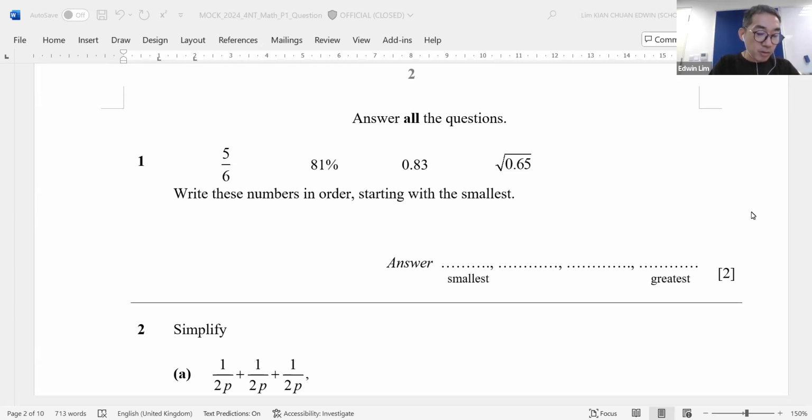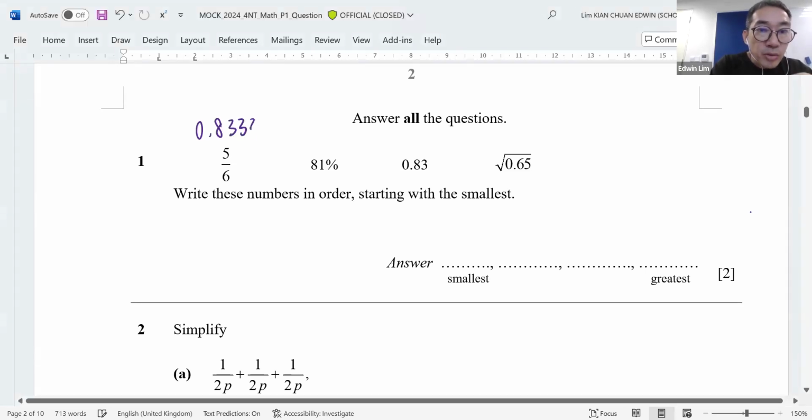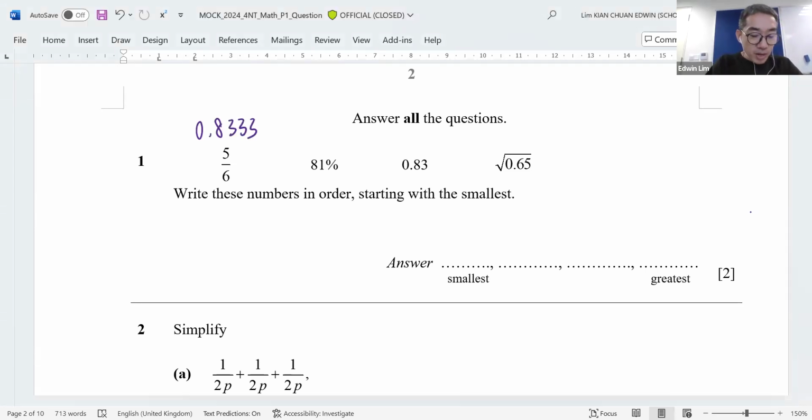5/6, you will get a value of 0.8333. 81%, you will get 0.81. The other one is square root of 0.65, we'll get 0.8062. By comparing the decimals, we are able to know which number will be the smallest. So the smallest number will start from square root of 0.65.